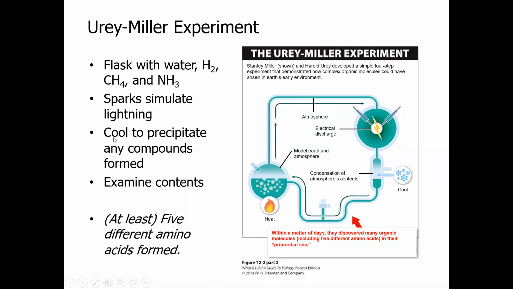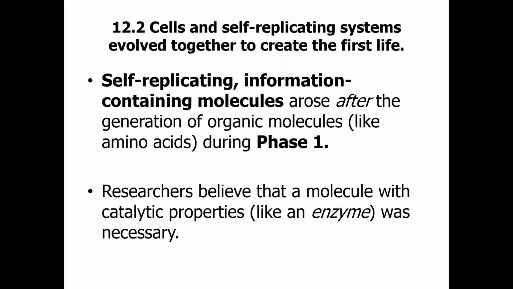Afterwards, they then cooled the flask itself to form precipitation, sort of the condensation of the atmosphere, as it would have happened on prehistoric Earth. And then lastly, they examined those contents. And what they found was that not only did they have organic molecules, they also had found the presence of 5 different amino acids. And we know amino acids are the building blocks for our proteins, ultimately. So we have some proof of our first step. So that is phase one, producing these organic molecules like our amino acids.